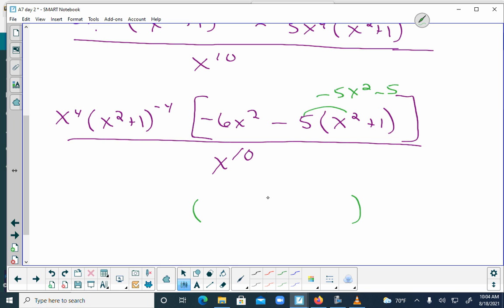-6x. Negative x. Negative x squared. I'm not writing off that easy. So, which do we want to deal with, the x to the fourth first, or this quantity here first?